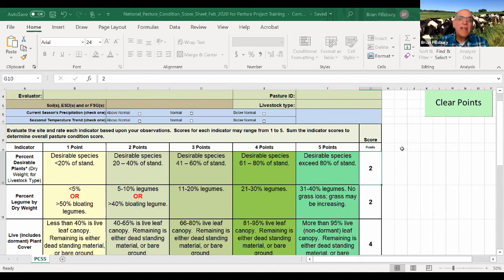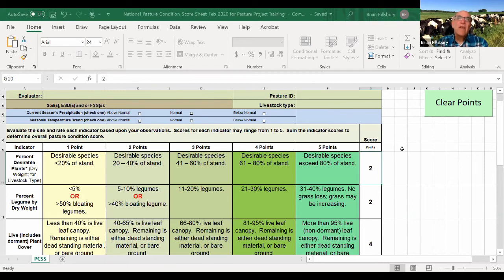So, in order to score a 60 or above, which is your 4 points, that is getting into the good or excellent. 4 and 5 are into your good and excellent situation. As we get below 3, we have a poor stand. We have a lot of improvements to make. And desirable species are done by dry weight, not by percent cover.